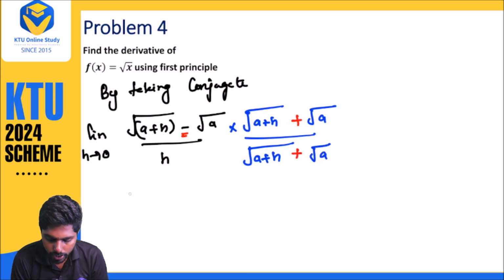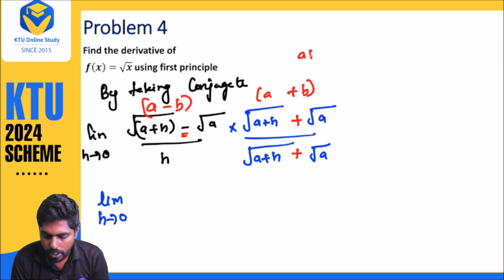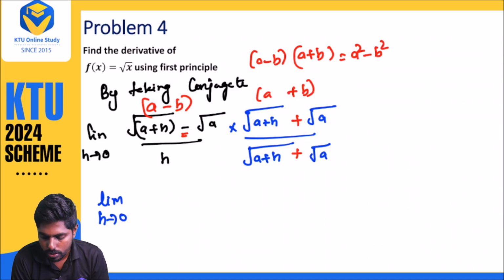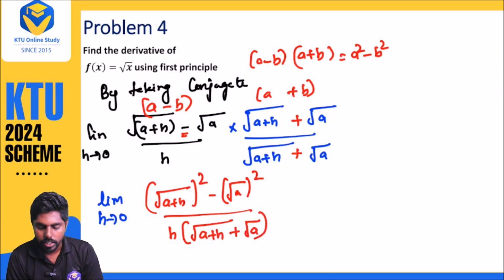So what we will be getting is the limit as h approaches 0. The upper term is of the form a minus b times a plus b, which is nothing but a square minus b square. So we can write root of a plus h the whole square minus root a the whole square, divided by h times root of a plus h plus root a. So this is the thing we are getting right now.